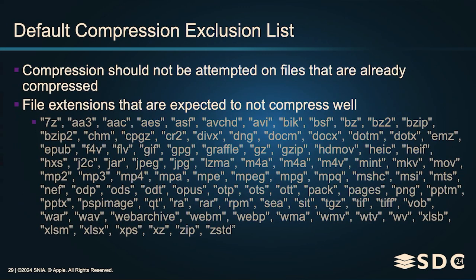So by default, we have an exclusion list, and we're going by the file extension. If the file doesn't have an extension and it happens to be a JPEG file, then we're going to try and compress it. So we just look at the file extension as a hint. This is the current default list of files that we automatically skip. Again, most of them are some sort of compression.